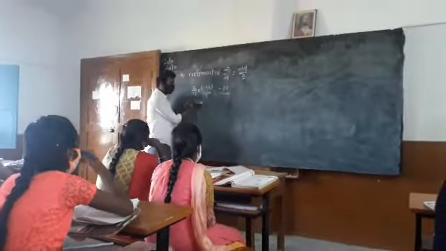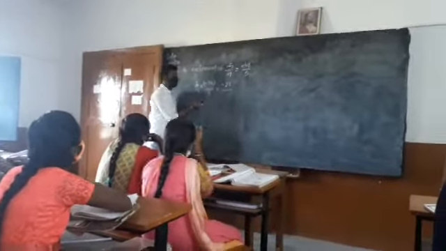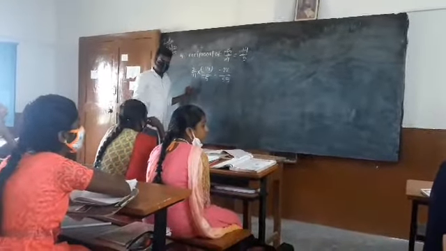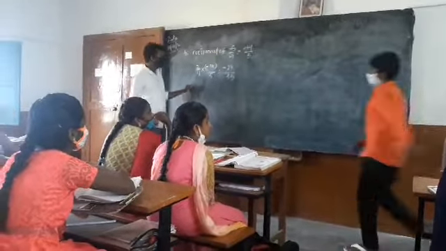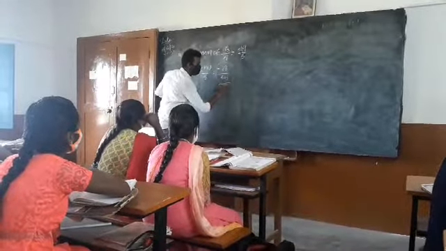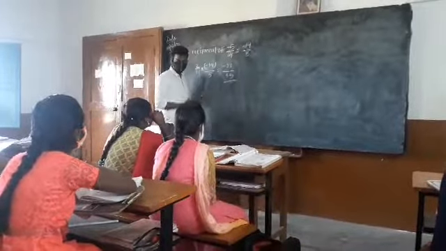Let us solve the denominator also. 11 into 5, 55. Very good. That's all. So minus 28 by 55 is the answer. Quickly note it down in your notebook.